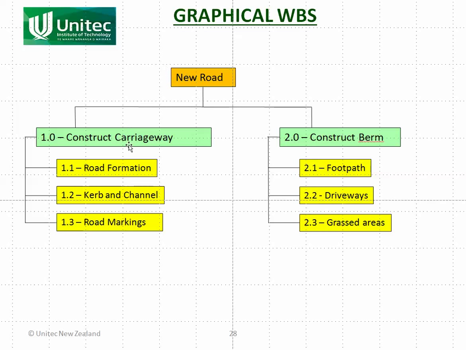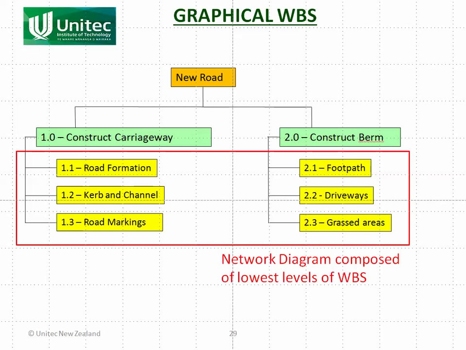Remember, we took the road, we broke it into carriageway and berm. We broke the carriageway into road, these three. We broke the berm into these three. Very simplistic, but it will do for what we want to do. We're going to compose what's called a network diagram composed of the lowest levels of the work breakdown structure. Notice that these ones here aren't really included in our network diagram.